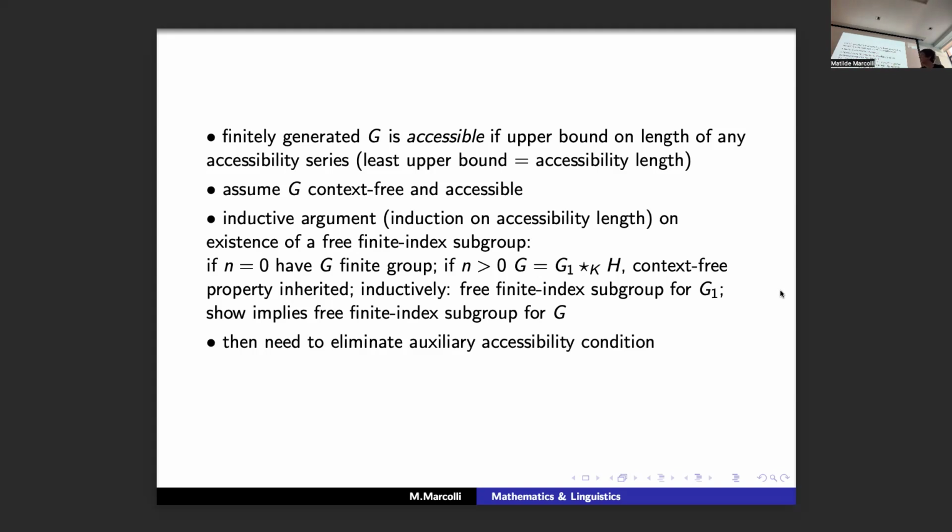And then you can do an inductive argument on this accessibility length that cuts down. And you can start with a finite group because at each time you're growing just by a finite group. And then the next step is to show that at each step the context-freeness is inherited, and the existence of a free finite index subgroup is inherited, because you have a part that you use only as generators that is free and the other piece is finite. So it's going to give you a free subgroup which is of finite index. And then these two properties are combined and they extend together for this whole chain of subgroups. And now I just want to show that this accessibility condition was actually there to begin with, and it's not an additional assumption.